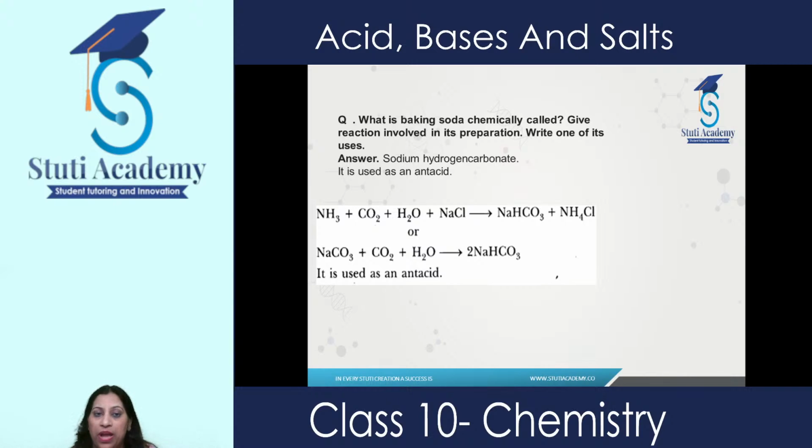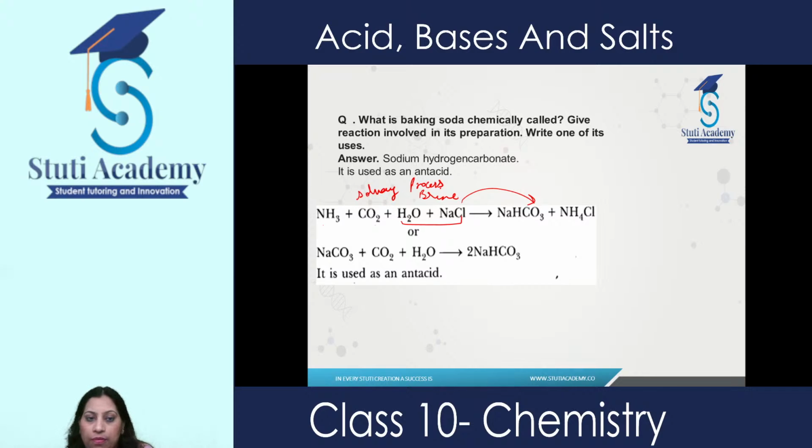And what is the reaction involved in its preparation? You need to write the entire equation: NH3, that is ammonia, plus carbon dioxide gas, plus H2O plus NaCl, which is known as brine. When it combines, this is known as solvay process. Remember, a 1 mark question can come: name the process which is involved in the preparation of baking soda. And the answer is solvay process, which results in the formation of sodium hydrogen carbonate, and ammonium chloride is released.